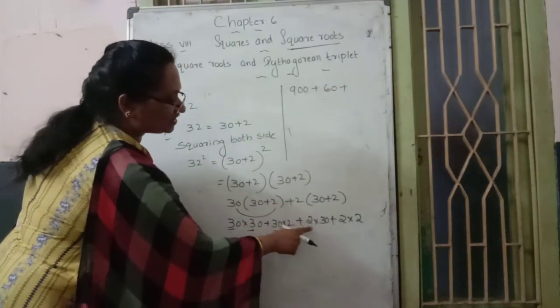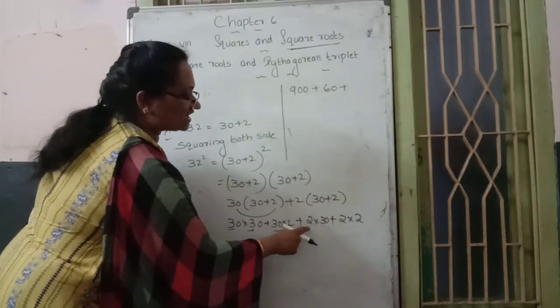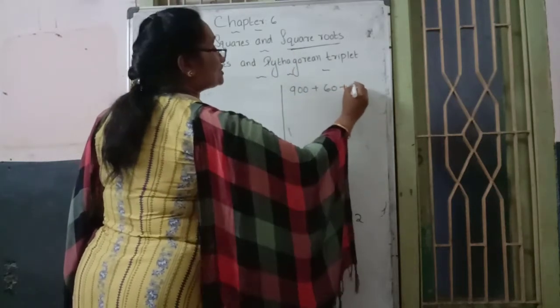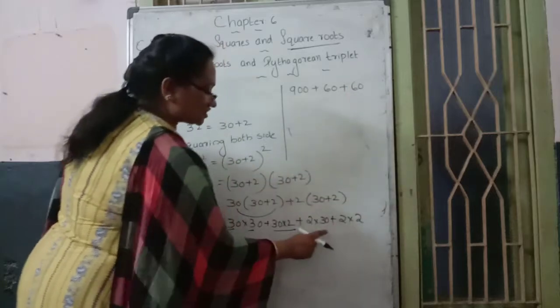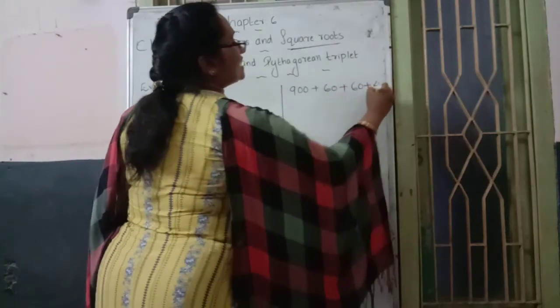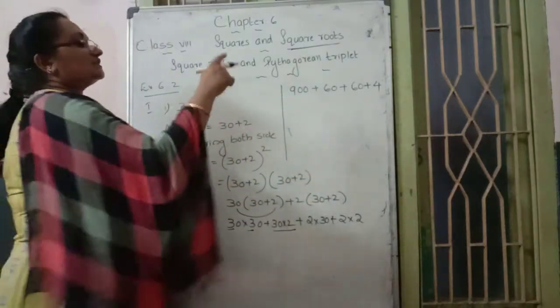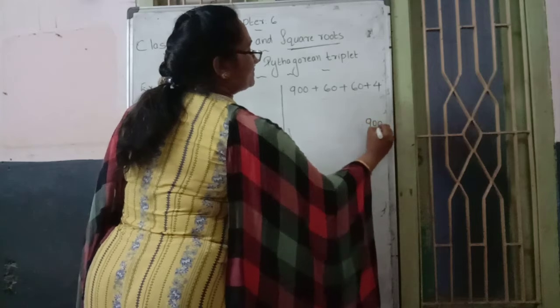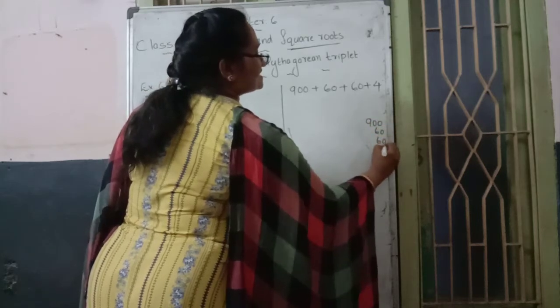Plus, here the third number, see 2 into 30. Numbers just to multiply. 2 into 30 becomes how much? 2 into 3 becomes 6. How many zeros are there? 1. Plus the last number: 2 twos are how much? 4.